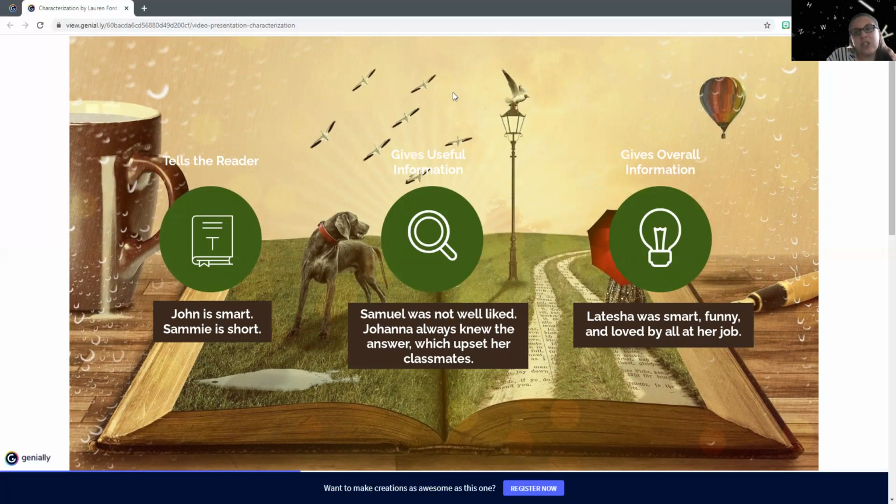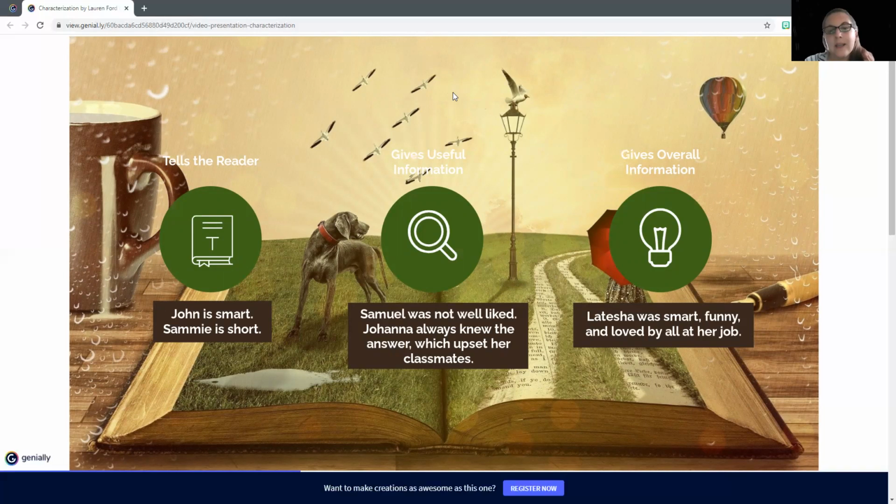So direct characterization does three things. It tells the reader, it gives useful information, and it kind of gives overall information. So it tells the reader, John is smart, Sammy is short, Miss Ford is silly. It's going to give direct information, straightforward information to us as readers to better understand what is happening or information about a character. It's also going to give us some useful information.